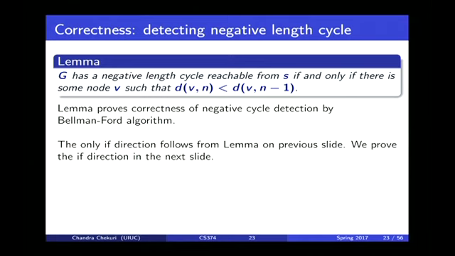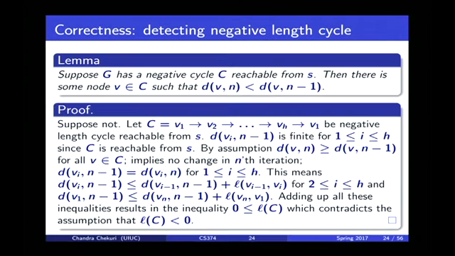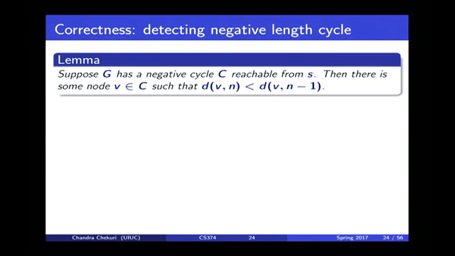So this is a lemma. G has a negative length cycle reachable from S if and only if there is some node V such that dVn is less than dVn minus 1. Okay. So basically, let me give you an intuition. The full formal proof is a little tricky.